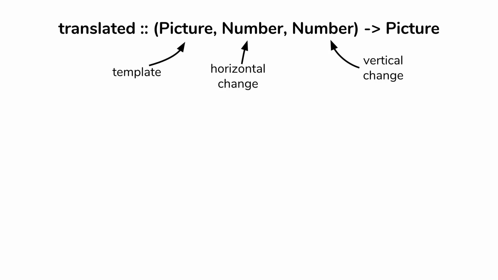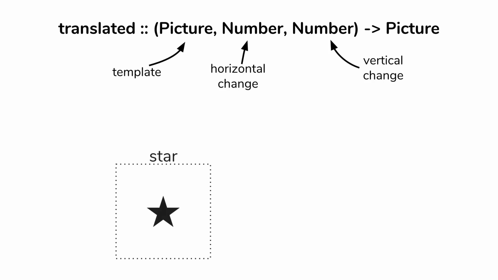The translated function needs 3 arguments. The first is a picture. Once again, this is like a template or pattern that the transformation will make a copy of. The next 2 arguments are the horizontal change and the vertical change in the position of the picture.